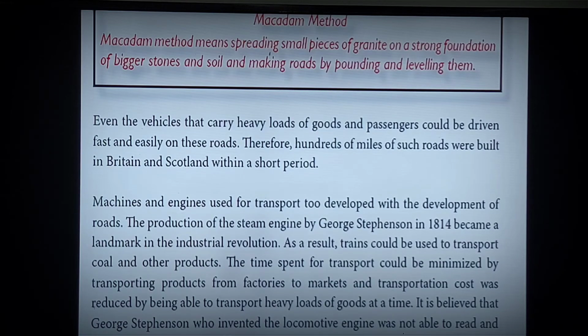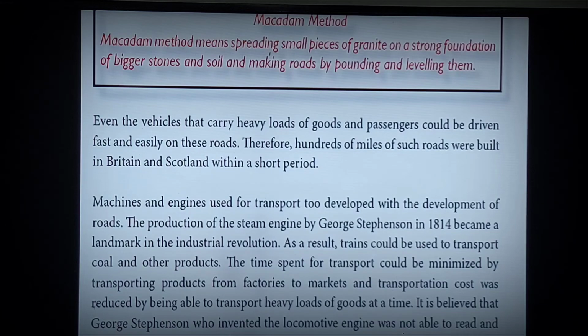The Macadam method means spreading small pieces of granite over a strong foundation of bigger stones and soil, and making roads by pounding and rolling them. Heavy loads of goods and passengers could be driven fast and easily on those roads. Hundreds of miles of such roads were built in Britain and Scotland within a short period.